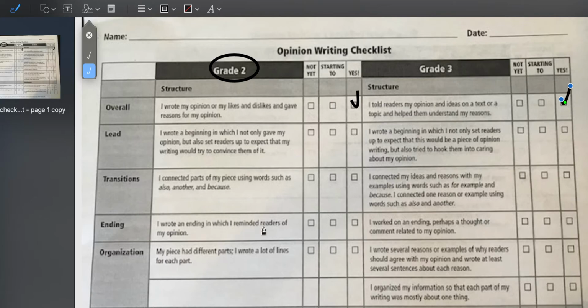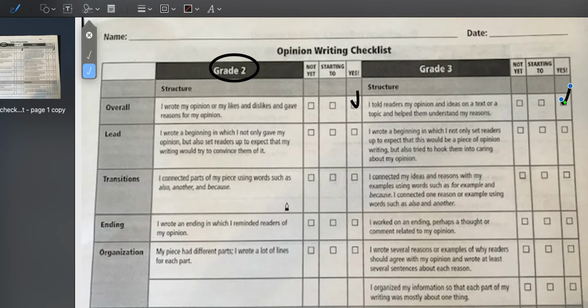Then you're going to go down to the ending and ask yourself that descriptor. I wrote an ending in which I reminded readers of my opinion. If you did that, you mark yes, and then you prove it in your writing. And then you go to organization. My piece had different parts. I wrote a lot of lines for each part. If you had your 3 proofs in your writing and you gave not only your opinion or the reason why you thought that, but also you proved it with maybe some quotes from your text or from something that happened in the story, then you would mark yes, prove it in your text, and then move to 3rd grade.